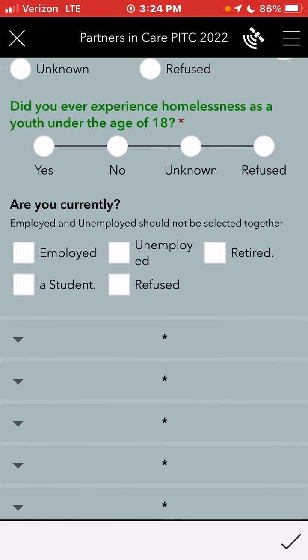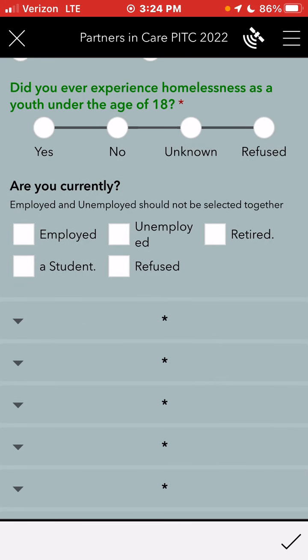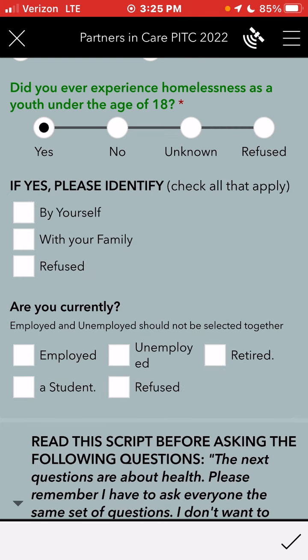Moving on, did you ever experience homelessness as a youth under the age of 18? Yes, no, unknown, refused. If you press yes, it will say, if yes, please identify. Check all that apply. By yourself, with your family, or if they don't want to answer the question, press refused.